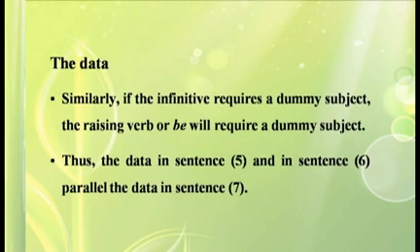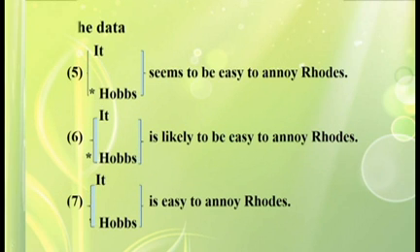Thus, the data in 5 and 6 parallel the data in 7. It seems to be easy to annoy Rhodes. Hobbs seems to be easy to annoy Rhodes. It's likely to be easy to annoy Rhodes. Hobbs is likely to be easy to annoy Rhodes. It is easy to annoy Rhodes. Hobbs is easy to annoy Rhodes.